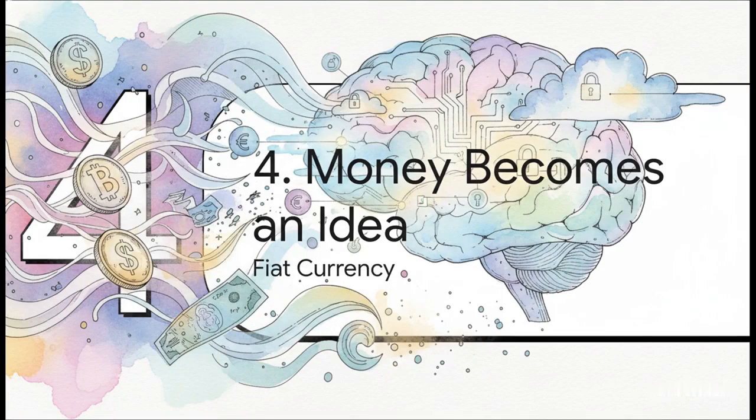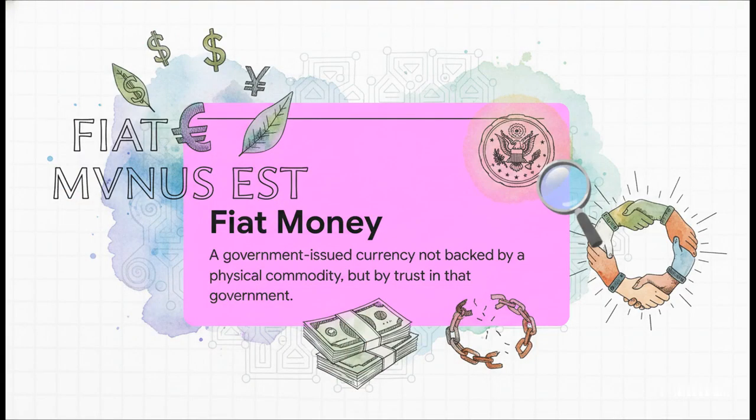So this absolute reliance on trust, it really set the stage for the most radical, most mind-bending transformation of all. This is the moment when money stopped being a physical thing you could hold and became almost purely an idea. We call this new form fiat money. The word fiat is Latin, and it basically means let it be done, or by decree. So it's money that has value simply because a government says it does.